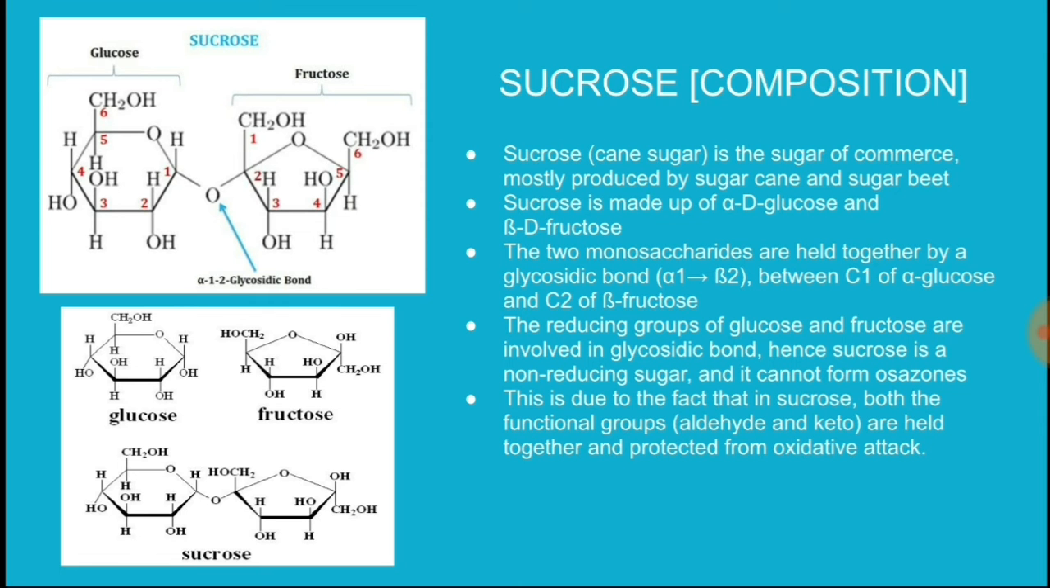So this is a non-reducing sugar. Sucrose is a major carbohydrate which is produced by photosynthesis. It is transported from the storage organs of plants into roots, tubers, and seeds. And sucrose is the most abundant among the naturally occurring sugars.